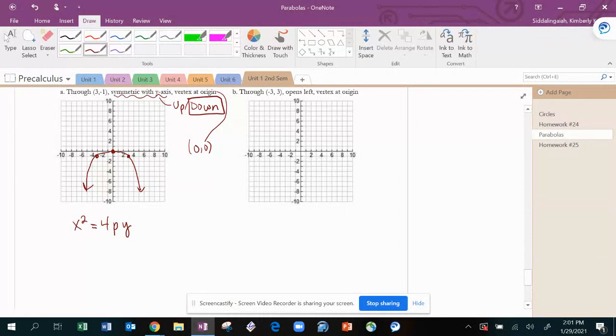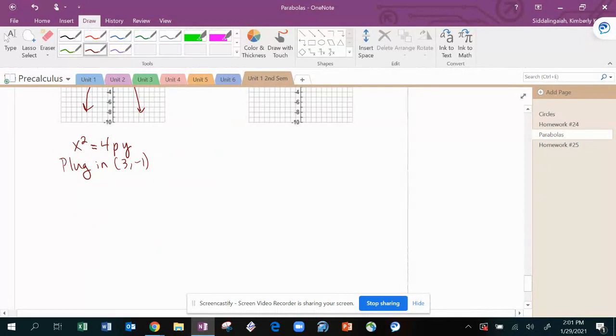So what can I do to find p? Well, I know this is an x, y coordinate that is on my parabola. So what I'm going to do next is plug in (3, -1) and solve for p. So 3 squared equals 4p times -1. So 9 equals -4p. So it looks like p is -9/4.